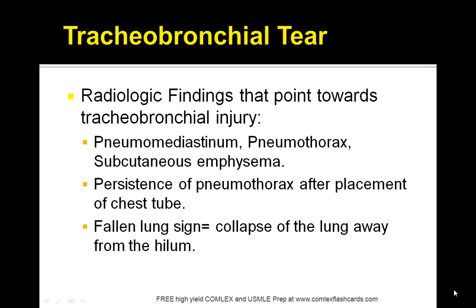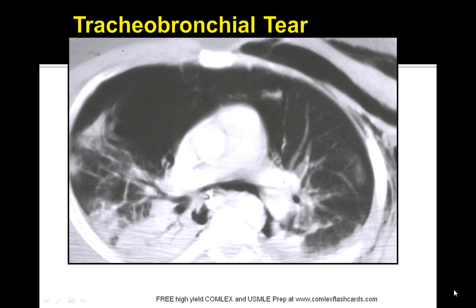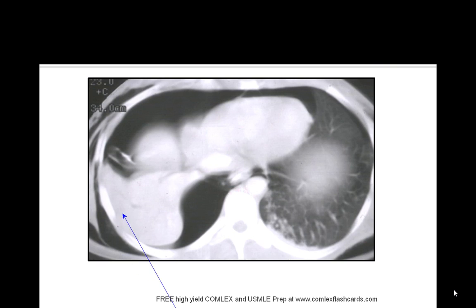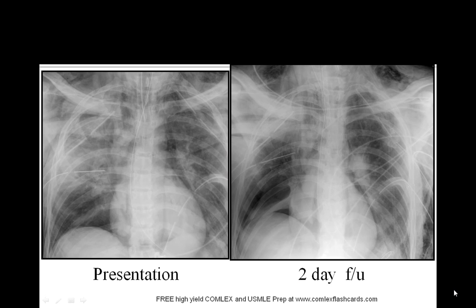persistence of pneumothorax after placement of a chest tube, and a characteristic fallen lung sign, which is collapse of the lung away from the hilum. As you can see in this image here clearly, we have several things going on. A pneumothorax can be seen, and you see an atelectatic lung fallen away from the hilum. Both of these are key characteristics of tracheobronchial tear. Again, keep in mind another image here showing you the characteristic fallen lung sign.